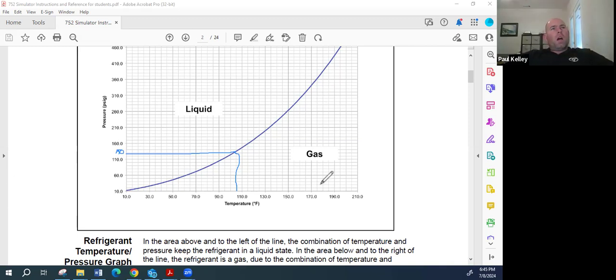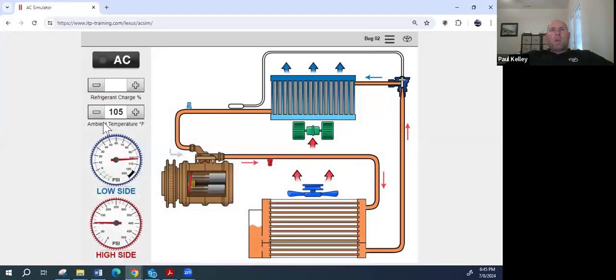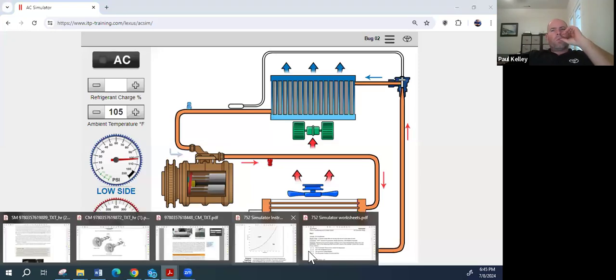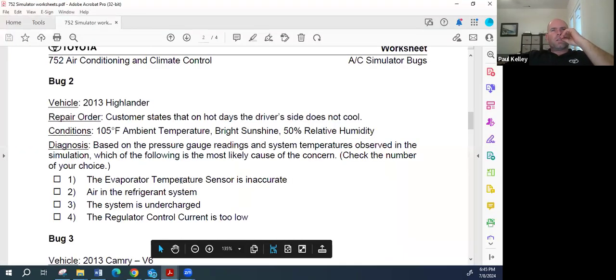Anybody remember what we are? Anybody remember? Maybe not. So if we were to look here, we're about 102. It already sounds like we might have an undercharge issue, but we won't commit to that. Let's look at some options.